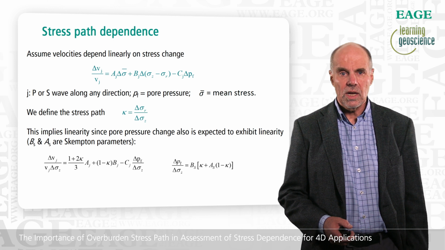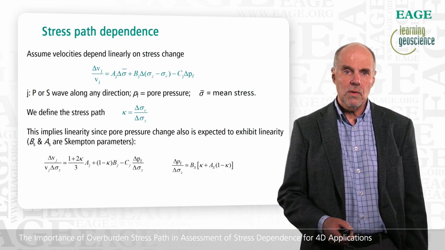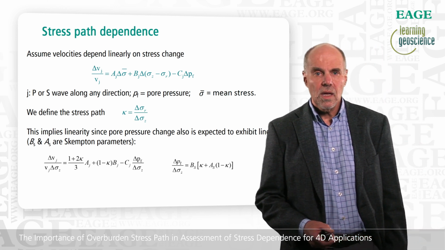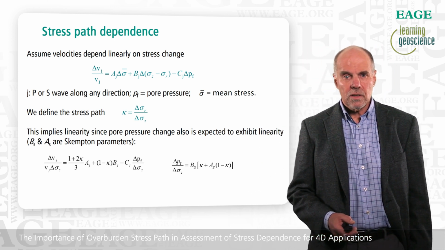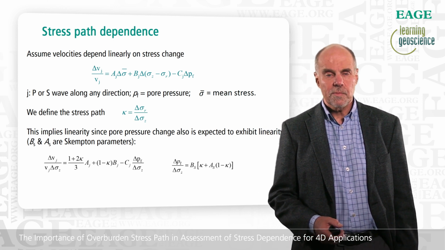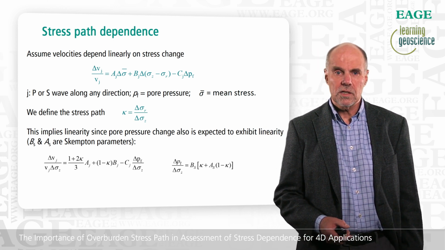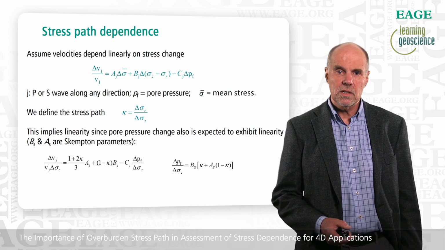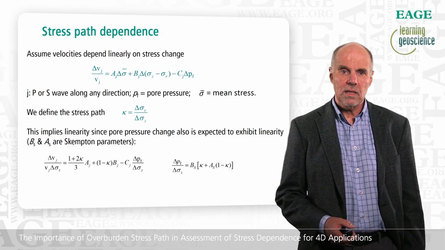The subscript J denotes that this could be any P wave or S wave along any direction in the material. Then we define a stress path, and for the laboratory experiments that I will show you next, the appropriate definition of the stress path is that it is a change in the radial stress, delta sigma r, divided by the change in the axial stress, delta sigma c.